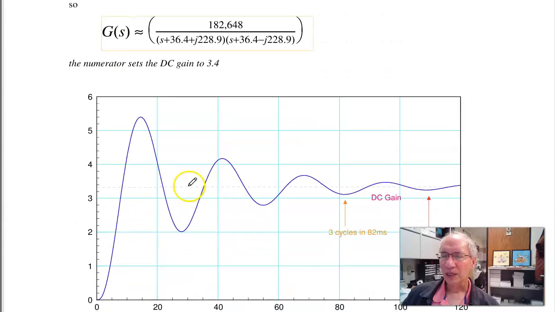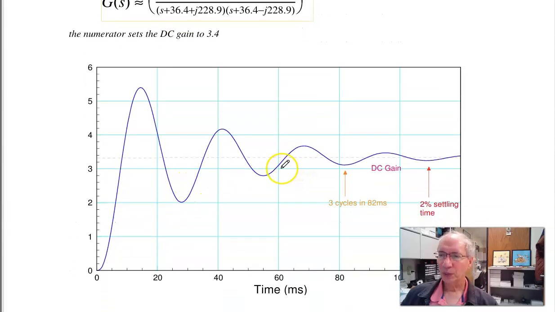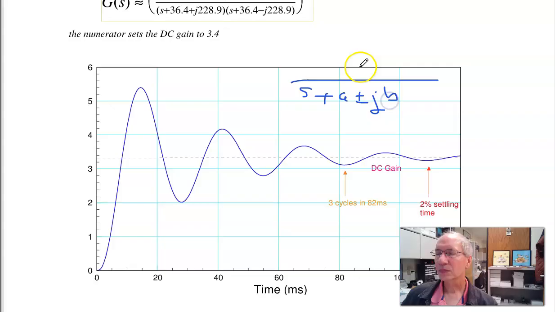Problem 4. If this is the step response, what's the transfer function? In this case, I know I have complex poles because it's oscillating. So that's roughly what the transfer function looks like. I need to pull three pieces of information off the graph. One of them is the DC gain. As s goes to 0, the DC gain is about 3.4.